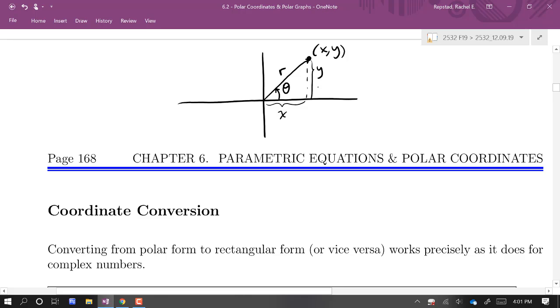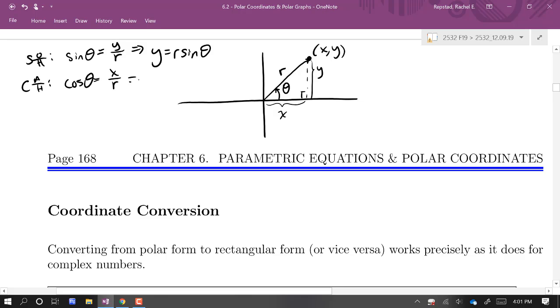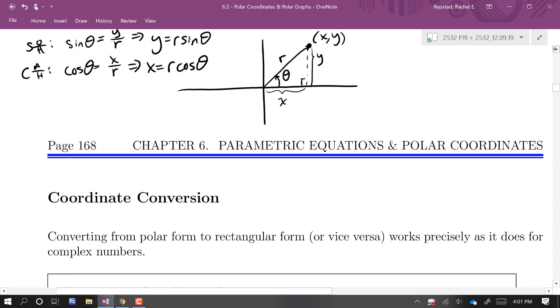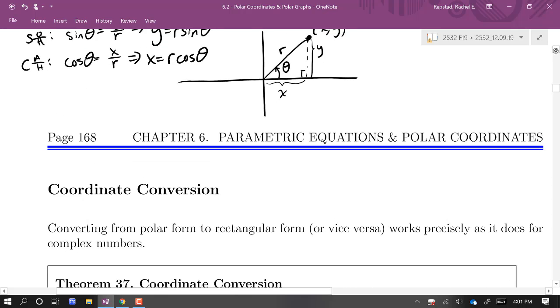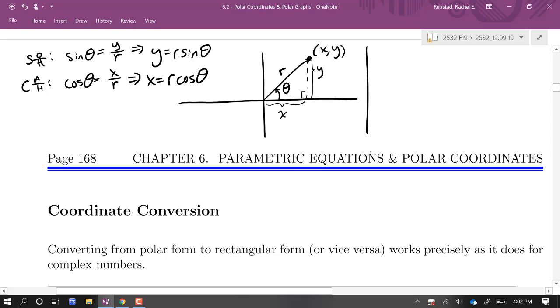So if you use SOHCAHTOA, sine theta is y over r, and that means that y is r sine theta, and cosine on that right triangle tells us that cosine theta is x over r, and so x is r cosine theta. And those are the formulas that appear on the left side of theorem 37. And that's how we go from polar to rectangular coordinates.